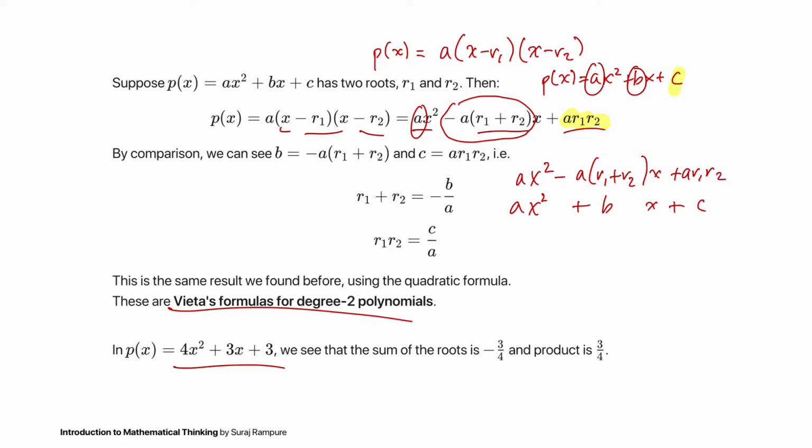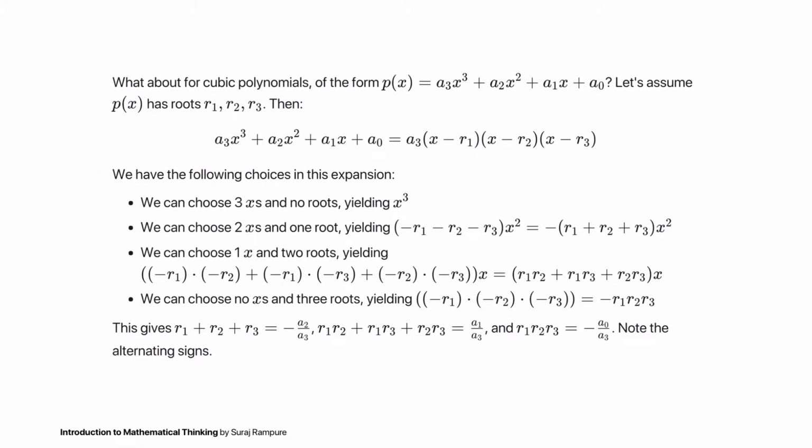Okay, so now let's look at degree 3. Okay, so suppose we have some cubic polynomial of the form p of x is equal to a3 x cubed plus a2 x squared plus a1 x plus a naught. And let's assume it has three roots, r1, r2, and r3. And so we can write these two equivalent expansions, one in terms of powers of x and their coefficients, and one in terms of a3, which is the leading coefficient, times (x minus r1)(x minus r2)(x minus r3).